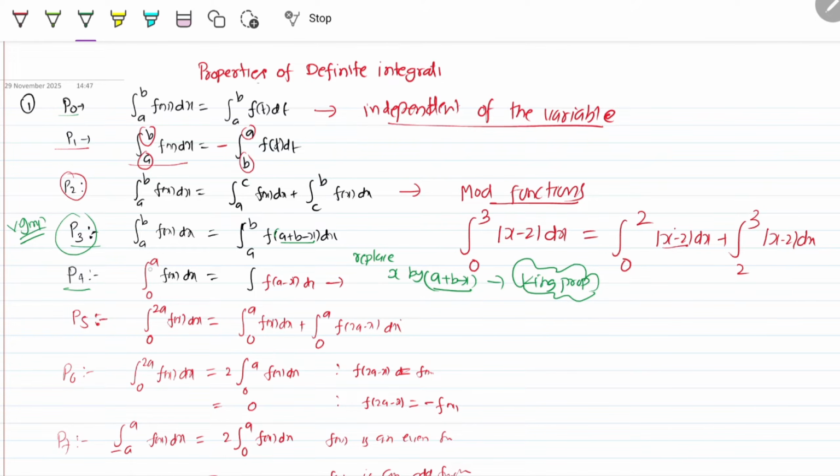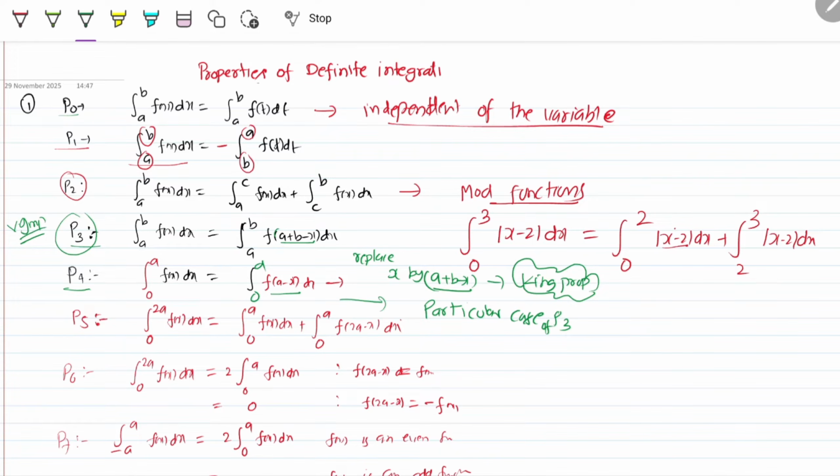Next, P4. According to P4, the integral 0 to a of f(x) dx is the same as 0 to a of f(a minus x) dx. This is also a king property. Actually, this is a particular case. This P4 property is a particular case of P3.